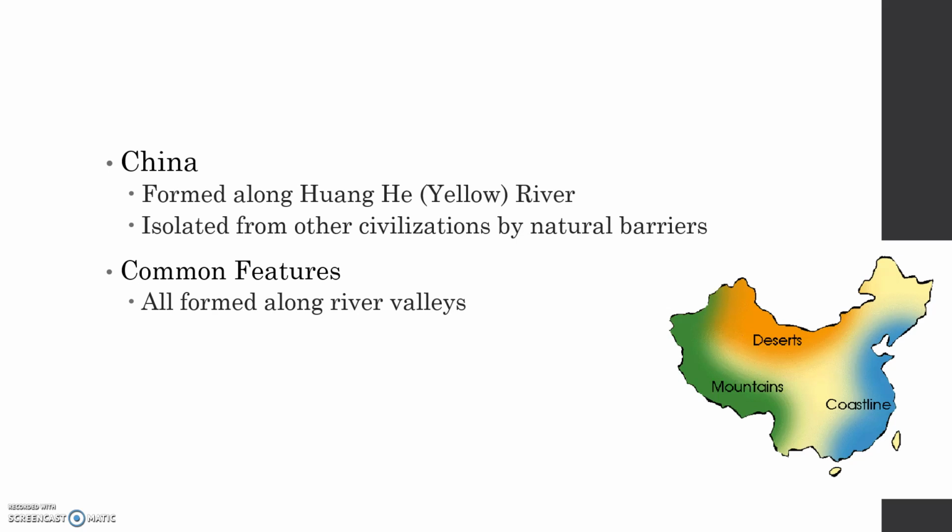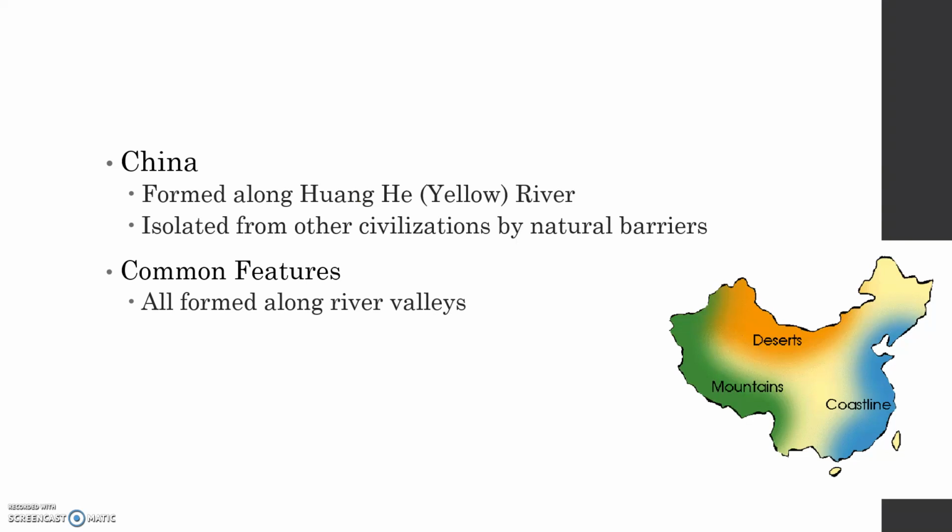Flooding was actually a necessary component of this. You liked a little bit of flooding. Too much flooding could be dangerous. The Huanghe, the Yellow River, was also known as the River of Sorrows because it would flood very dramatically at times, but they were totally dependent on it.